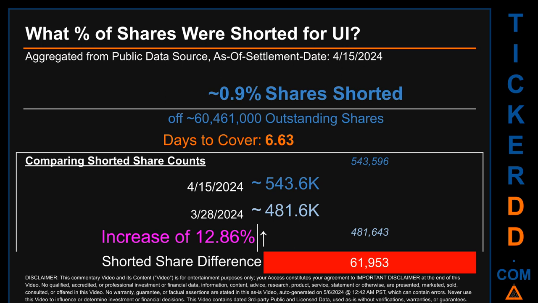Days to cover is 6.63. When I compare the current 2-week period data snapshot against the previous period, ending in settlement date, March 28, 2024, I find that the current snapshot had roughly 62,000 more shares shorted. This means that, compared to the previous snapshot, the current snapshot has an increase of 12.86% of shorted shares.